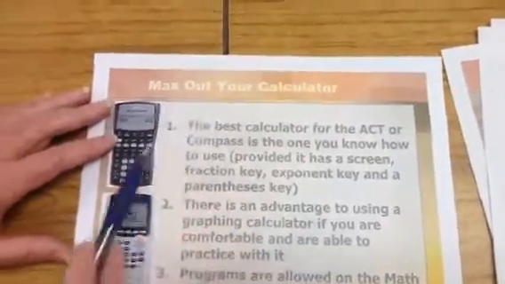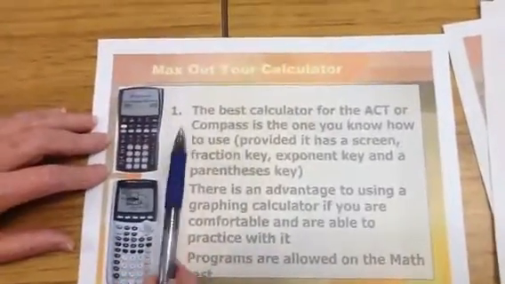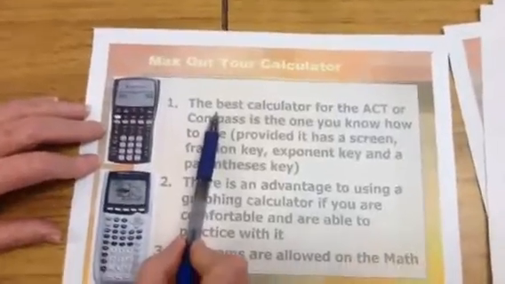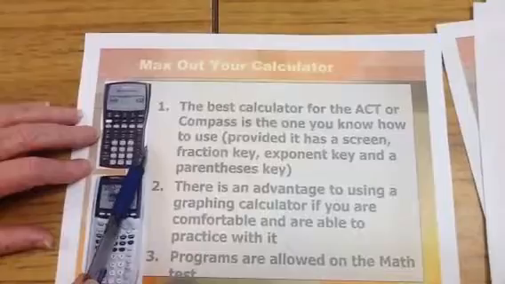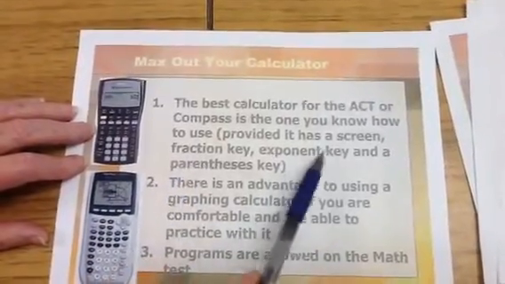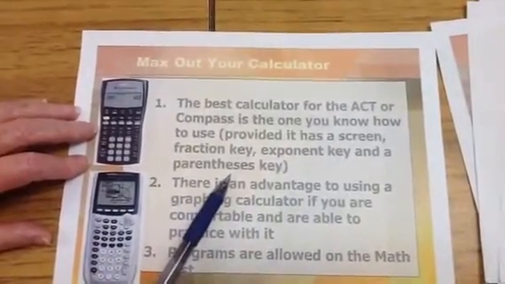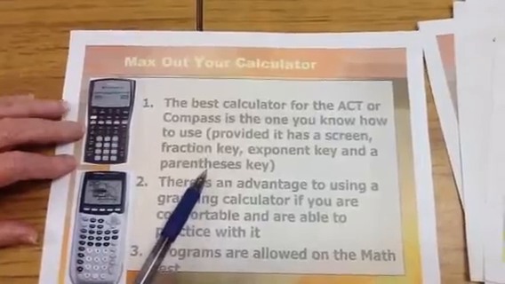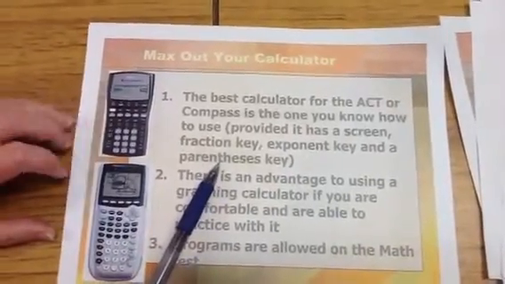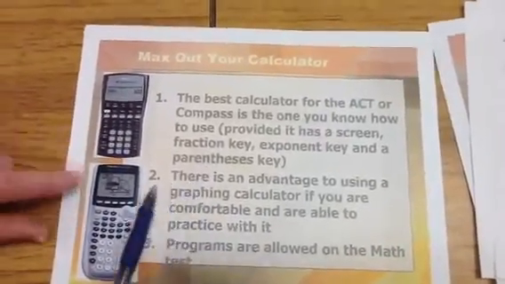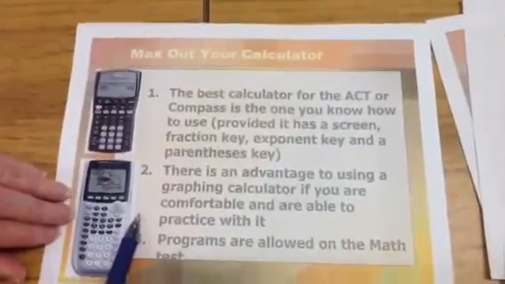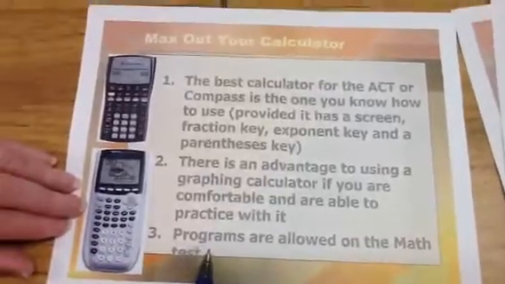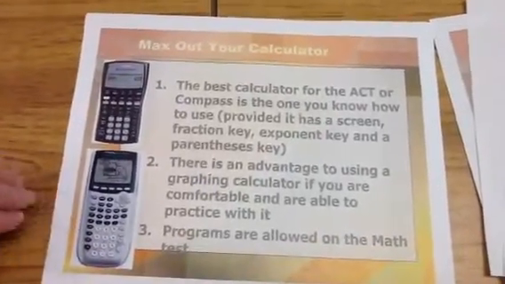Max out your calculator. On this, the best calculator for the ACT or the Compass is the one you know how to use. It should have a fraction key, an exponent key, and a parentheses key. Please, please, please bring the calculator to the Compass test that you're familiar with. There is an advantage to using a graphing calculator if you're comfortable with it. Programs are allowed on the math test.